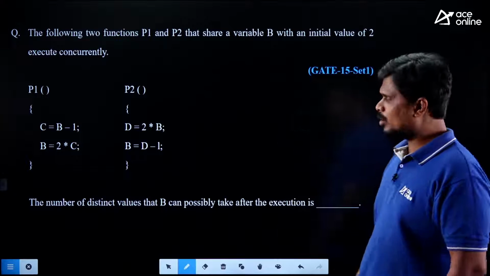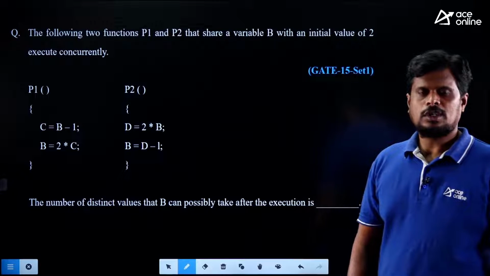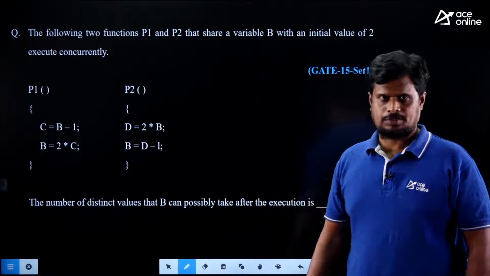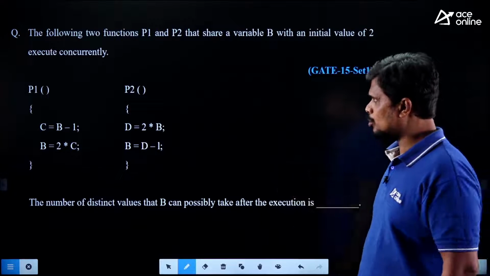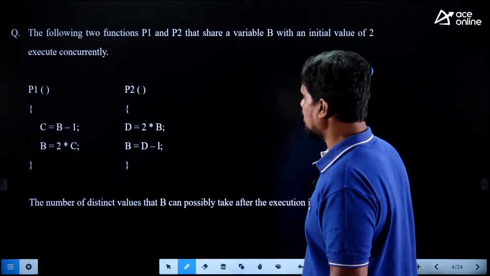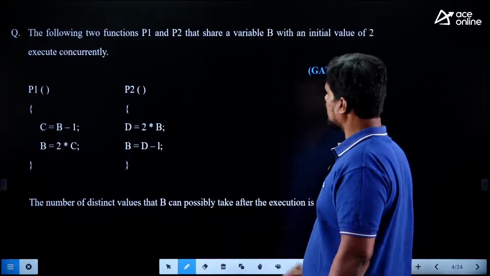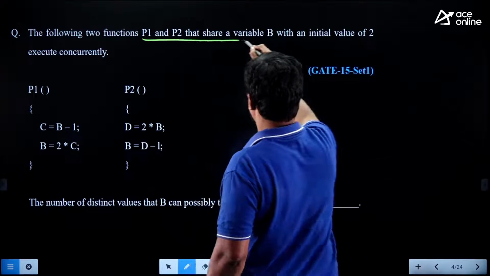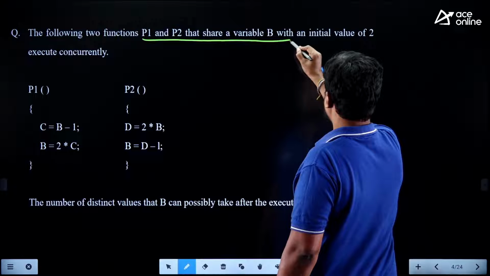So this is the question we have from inter-process synchronization, right? So let's look into this question. The following two functions, P1 and P2, share a variable B. So both processes P1 and P2 are sharing a variable B with an initial value of 2.